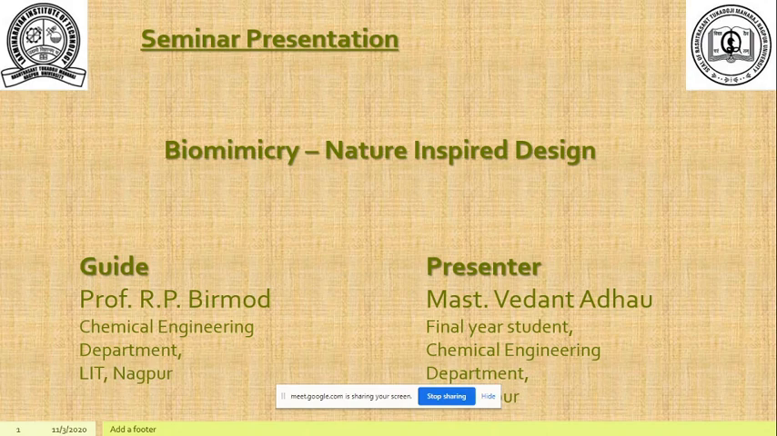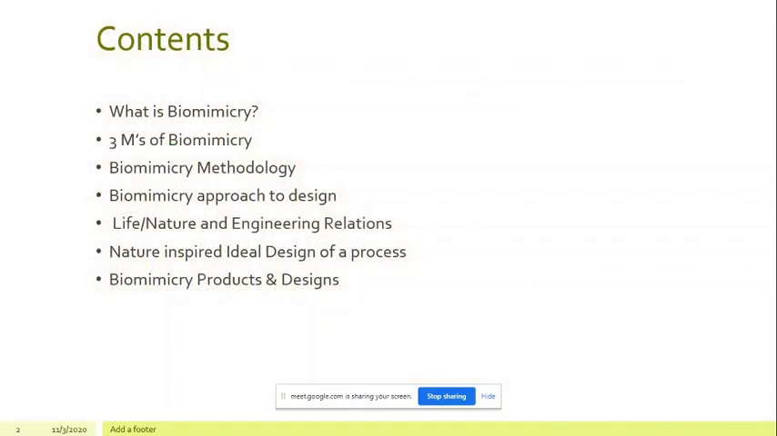The topic of my seminar is Biomimicry, Nature-Inspired Design. It was guided by Professor R.P. Birmud. So today we will learn about what is biomimicry, its principles, methodologies, different approaches to design, the relationship between nature and engineering, and how they are exactly correlated. We'll learn about the ideal design of a process, and then we'll look at some examples between biomimicry and engineering.